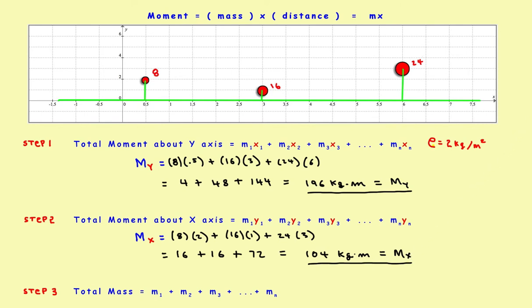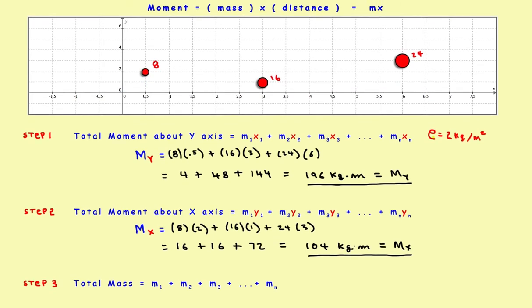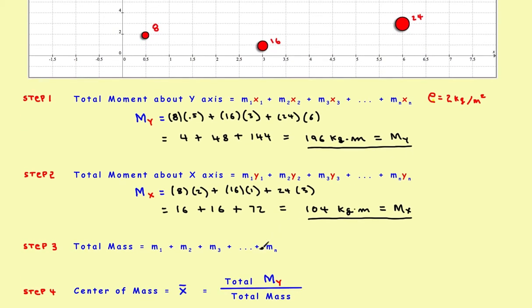Okay, next thing you need, and again, we'll go ahead and get rid of these green ones now that we've used them. So we're back to just this system again. So the next step is to find the total mass of the entire system, and that's going to be pretty easy to do. It's just to add up these three masses. So you have 8 plus 16 plus 24, and if you add all those up, you'll get 48 kilograms. So that's the total mass of the whole system.